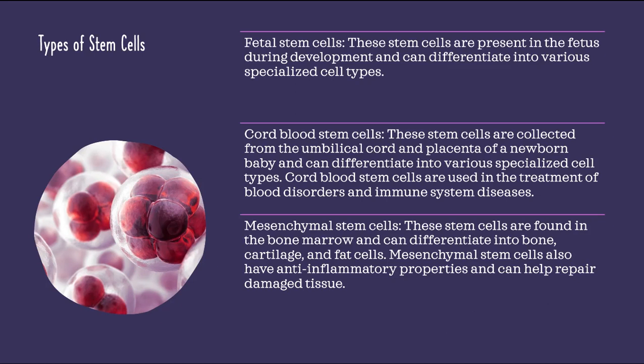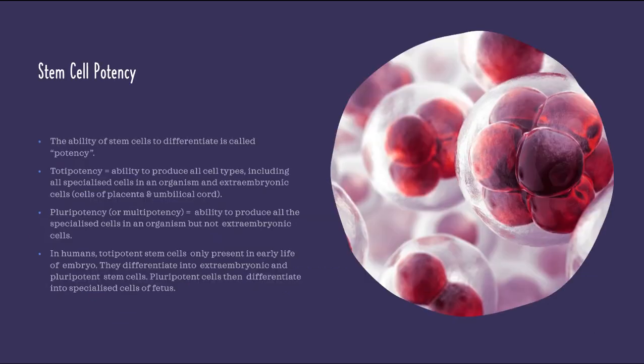There's mesenchymal stem cells. These stem cells are found in the bone marrow and can differentiate into bone, cartilage, and fat cells. Mesenchymal stem cells also have anti-inflammatory properties and can help repair damaged tissues. When it comes to potency, I've mentioned totipotent stem cells. These are cells that have the ability to produce all cell types, including all specialized cells in an organism and the extra embryonic cells, which basically means the placenta and the umbilical cord.